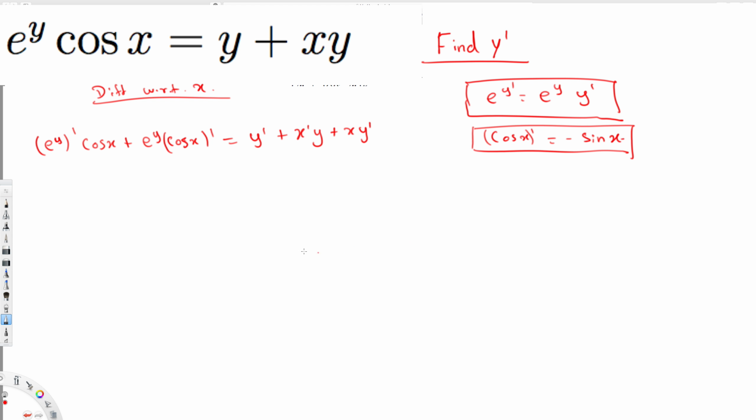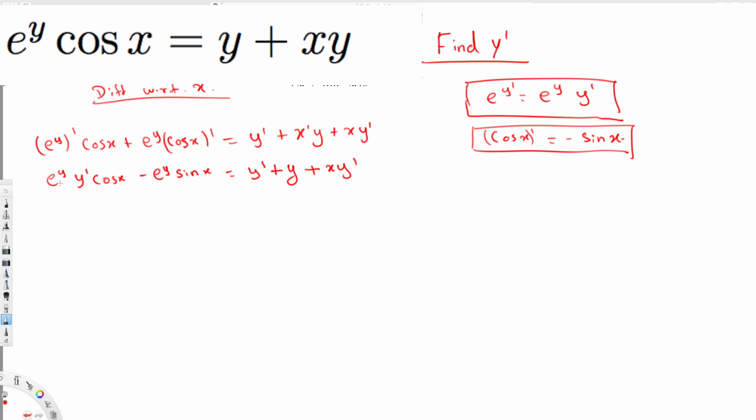And now let's substitute. If I substitute e^y prime for this one, it's going to be e power y times y prime, and cos x is going to remain the same, and the other side is going to be minus sin x. Therefore I bring the minus in front of this one, and it's going to be e to the power y sin x. And on the other side, y prime is going to remain the same, and x to the power 1, x prime, is going to be 1 coming in front, and x to the power 1 minus 1 is going to be 0. Anything to the power of 0 is going to be 1. Therefore it's going to be just 1 y, so it's going to be just y. So I just place the y right here, and x y prime is going to remain the same. It's going to be x y prime.